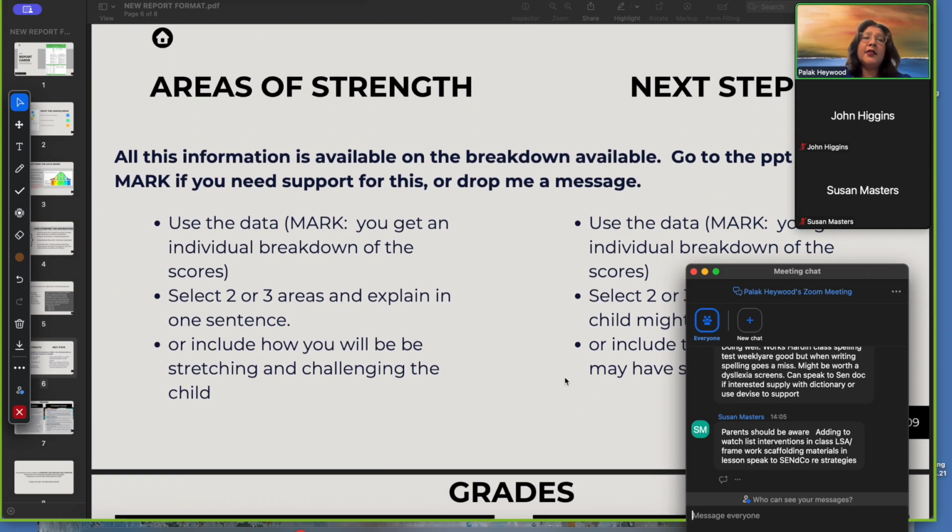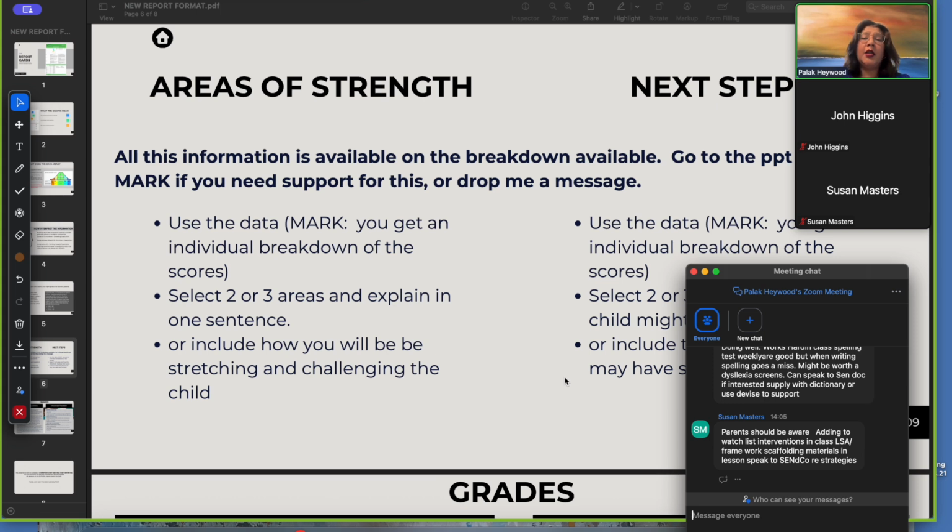Next is the areas of strength and next steps. Again, this is all based on the data. So if you go to Mark, and if you need more support on how to access Mark, there is a PowerPoint presentation on SharePoint for you to use. But if you need more support, you'd prefer a one-to-one, just drop me a message and I can do another live link like this, or we can meet up and I can go through it with you. Your partner teacher may also be able to help you as well if you need some more support.